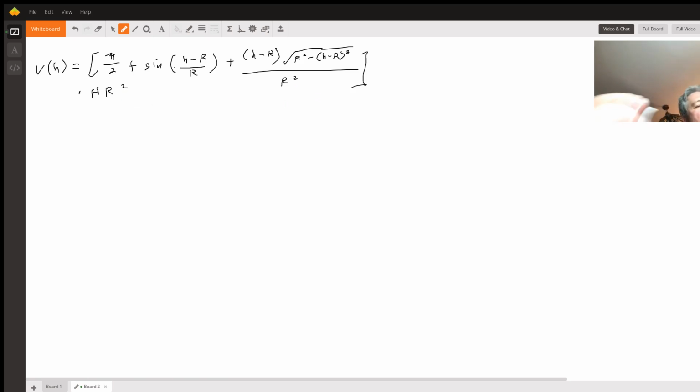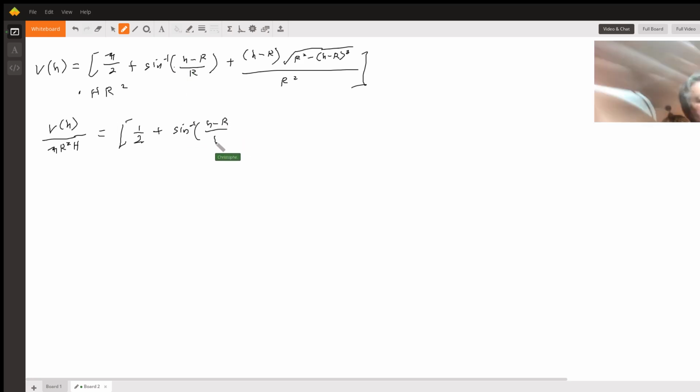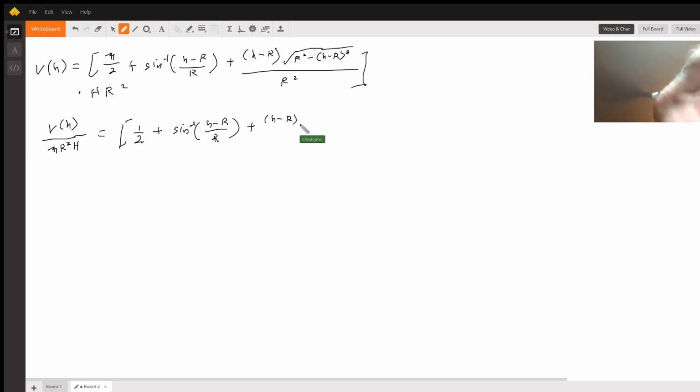If we were to take the ratio, because the idea is we want to figure out the percentage as a function of H and where we mark the H on the tank, so V as a function of H as to pi big R squared H, which is the full volume. The H R squared would cancel out, and the pi's would cancel out. And the first part, this is what you're doing, you're normalizing the curve: plus the inverse sine of (h minus R) over R, and then plus (h minus R) times the square root of R squared minus (h minus R) quantity squared, and that's over big R squared.